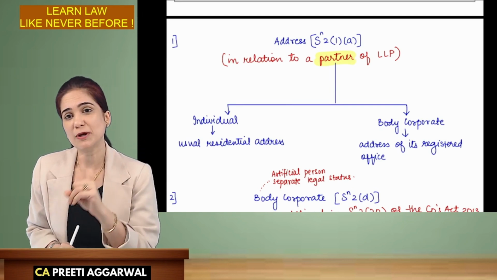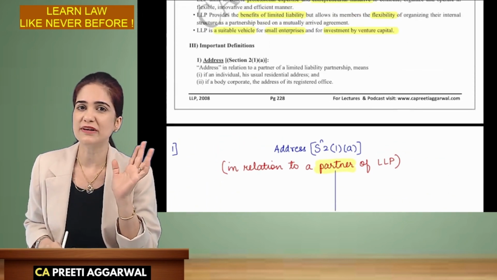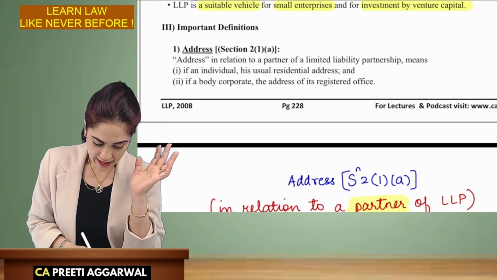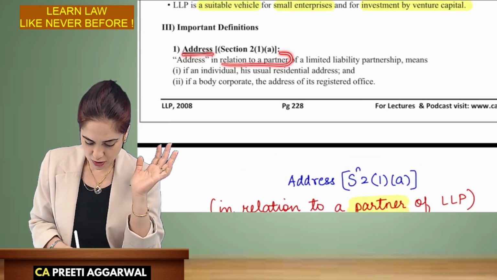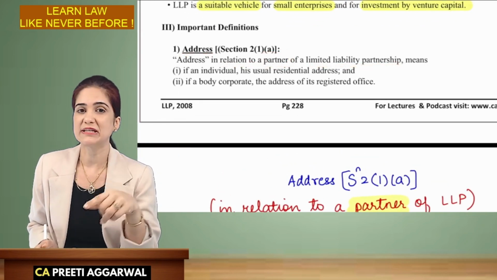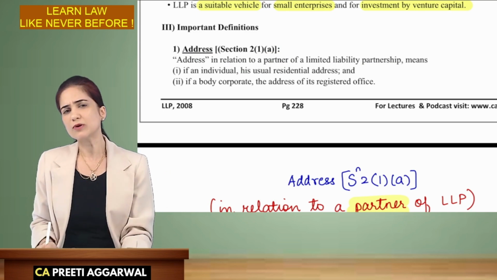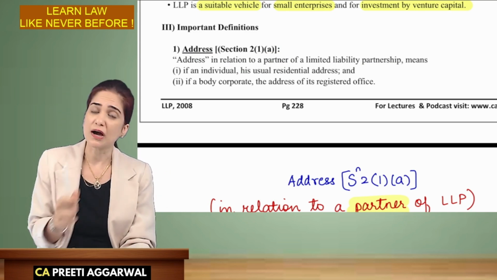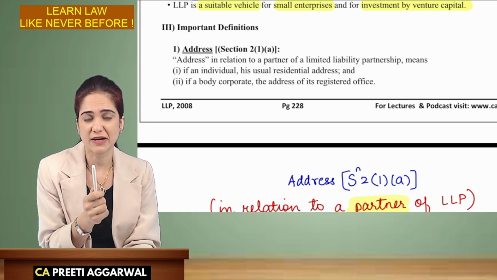In relation to the partner of LLP. Now, this is so very important. Address in relation to a partner of LLP. So address can be very vague. Are you talking about the address of the LLP, or do you want me to define the address of the partner?